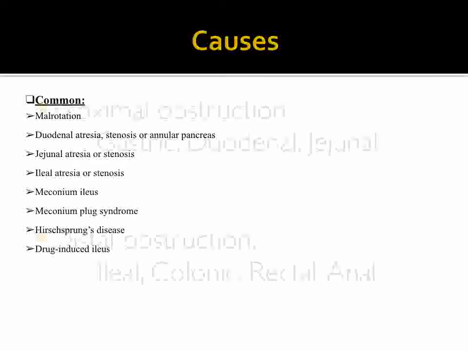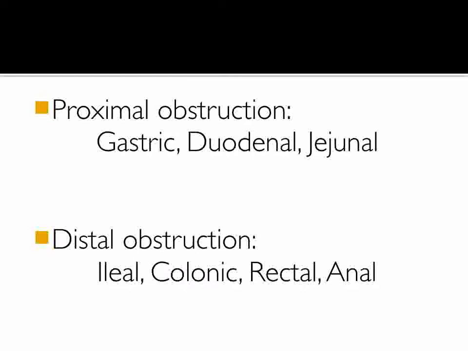We can classify neonatal intestinal obstruction into proximal obstruction and distal obstruction. Proximal obstruction means obstruction of the proximal part of the intestine, including the stomach, duodenum, and the jejunum. Distal obstruction means obstruction including the distal part of the GIT, that is the ileum, the colon, the rectum, and the anal canal. What is the value of differentiating obstruction into proximal and distal? The value is the different clinical presentation. In proximal obstruction, usually the baby presents early with vomiting and less distension.